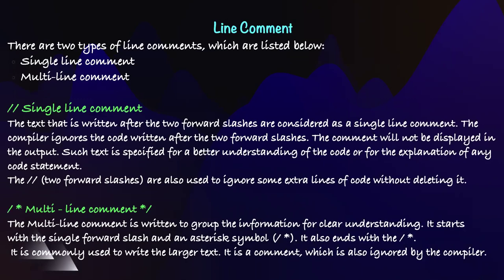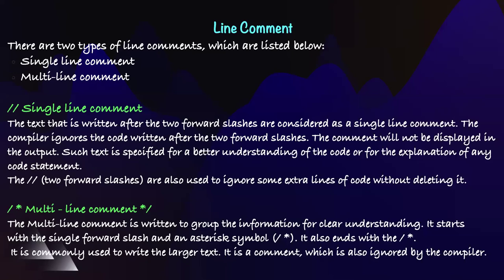Then line comment. Now, there are two types of line comment. One is the single line comment, and one is the multi-line comment. The purpose of having a line comment is basically to know the purpose of that line of code. That is the basic purpose. Now, this line comment can be of one line or of multiple lines.